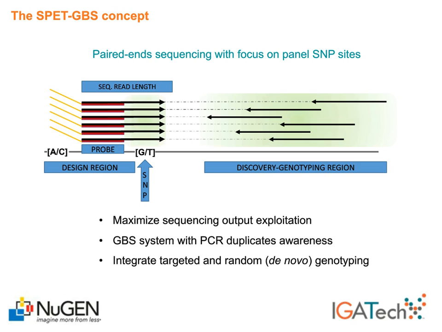However, we also sequence, as in the standard approach, the forward read, which can always provide the discovery and genotyping of other off-panel SNP sites. This approach can therefore provide a targeted genotyping solution, as we used to know it in the array-based platform, with some unprecedented benefits, which are the ability to discover novel diversity and also to filter out duplicate reads, which is something that was missing in the standard complexity reduction approaches, such as RAD or GBS.